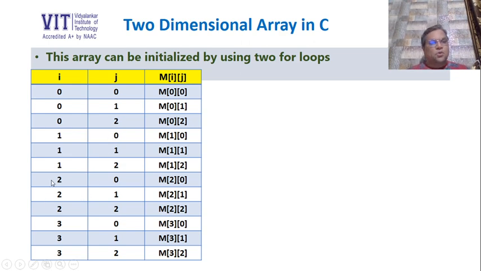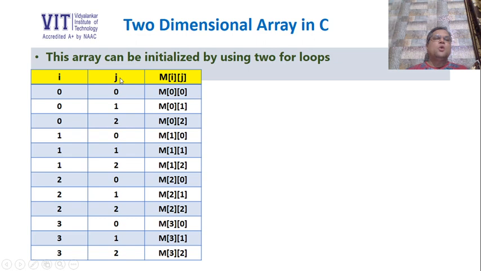Similarly, for the third row, we will keep the row index 2 and keep on changing the column index as 0, 1, 2. For the last row, that is the fourth row, we will keep the row index 3 and keep changing the column index from 0 to 2. So if you observe the changes in i and j, you will find that i is changing less rapidly as compared to j. That means, since both are changing, we require two for loops. One for changing values of i and the other for changing values of j.